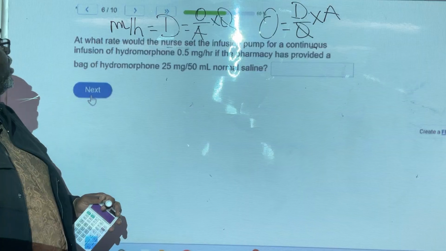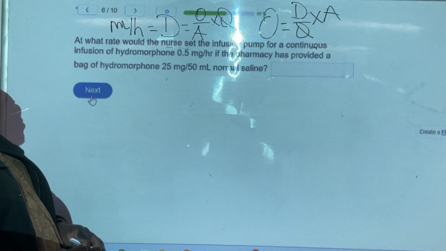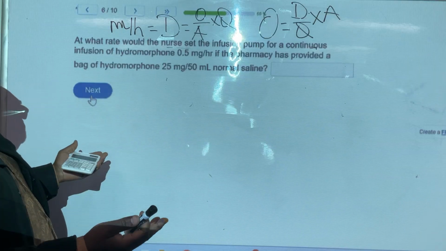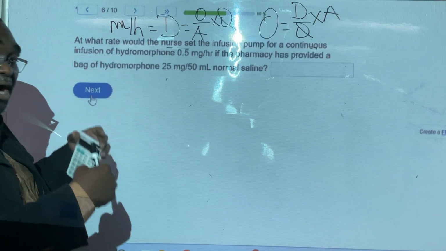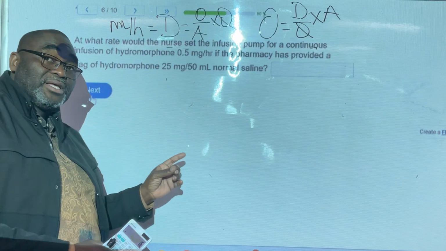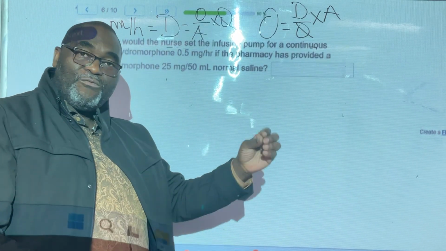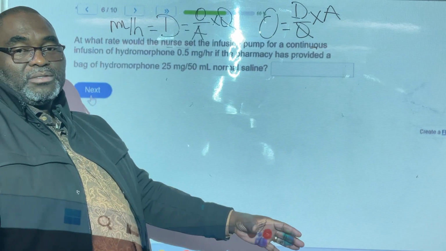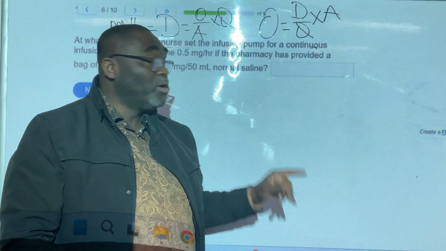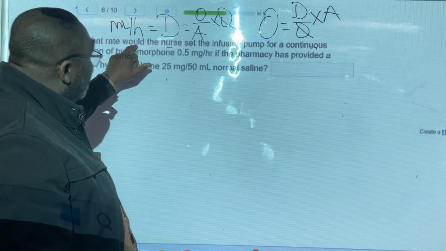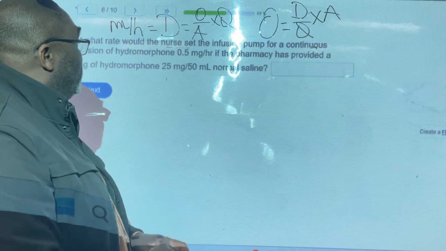Now read the question. At what rate will the nurse set the infusion pump? All right. No one is talking about milliliter per hour. But you have to remember, we talked about it, that milliliter per hour is the same thing as a pump rate, flow rate, and infusion rate. You cannot get tricked in this question, you're looking for milliliter per hour. At what rate? You know the rate of the pump, it's always a milliliter per hour, right?